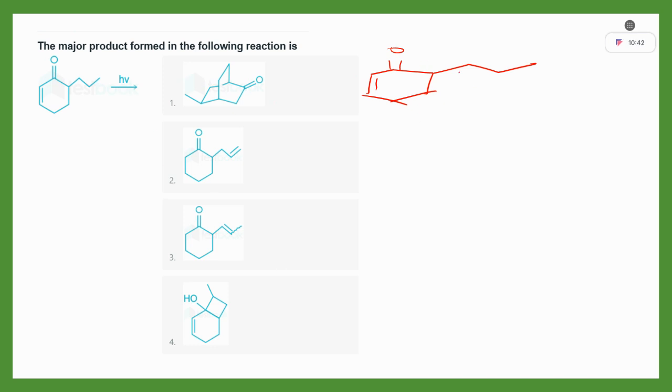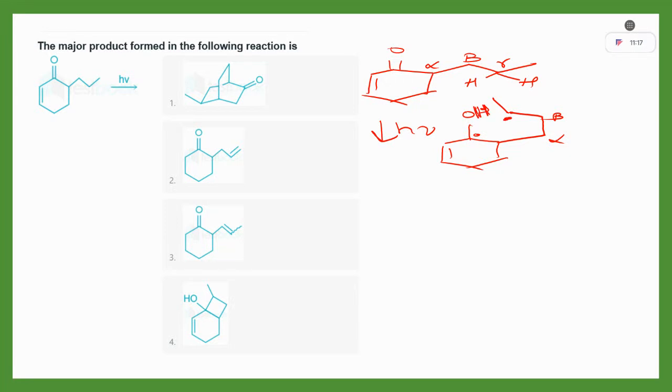So, another possibility is this is our alpha, beta, gamma, right? And we can see that at gamma position there are two hydrogens, right? So, in presence of h nu, what can happen? This radical can form, yes or no? And if I write it like this, alpha, beta, gamma, and this is a methyl, right? So here a radical will form, yes or no? I have done nothing, I have just abstracted the gamma proton.